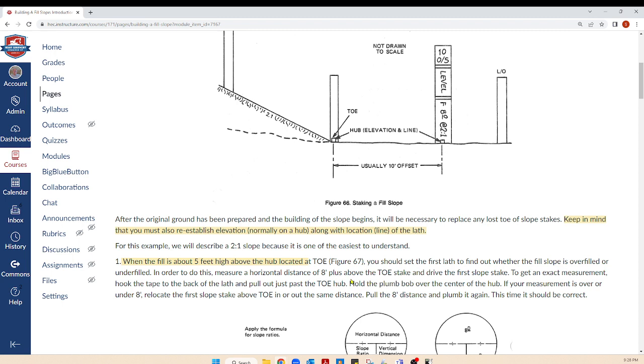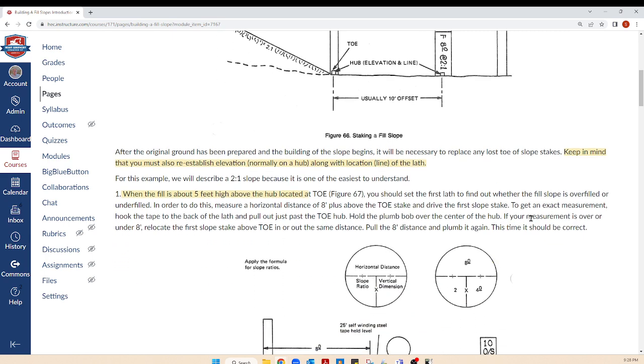Measure 8 foot plus above the toe stake, first stake. To get an exact measurement though, hook the tape to the back of the lath and pull out just past the toe hub. Hold the plumb bob over the center of the hub. If your measurement is over or under 8 foot, relocate the first slope stake. You can't move this hub.